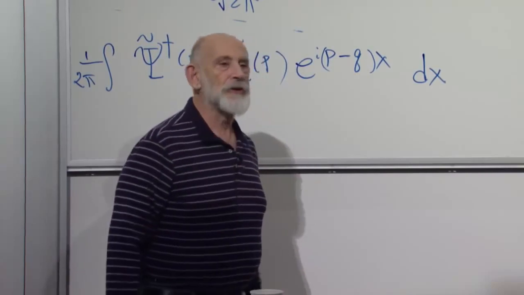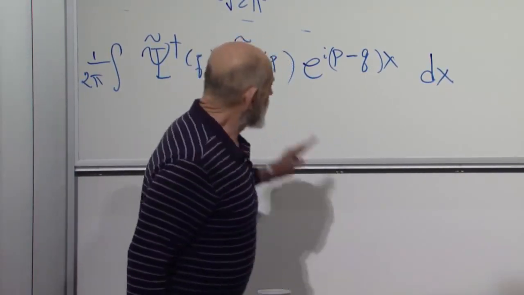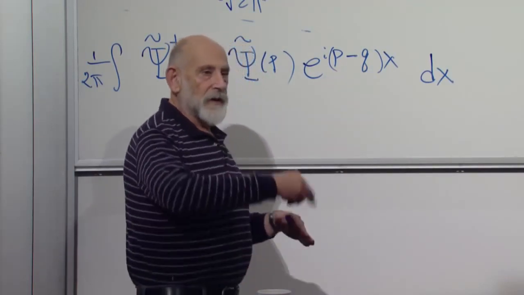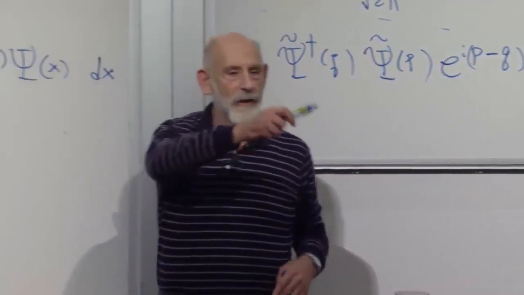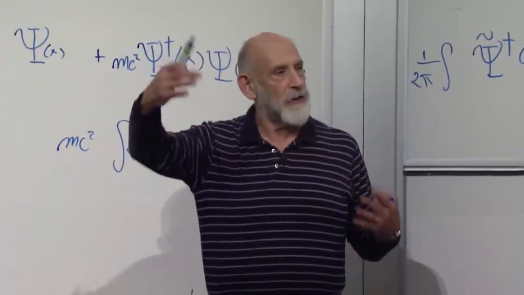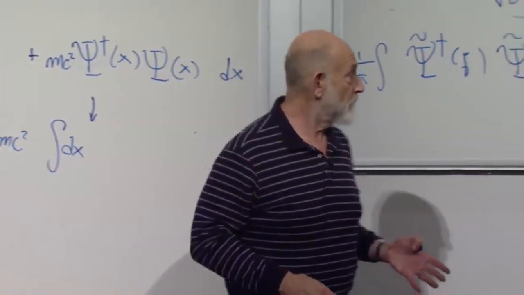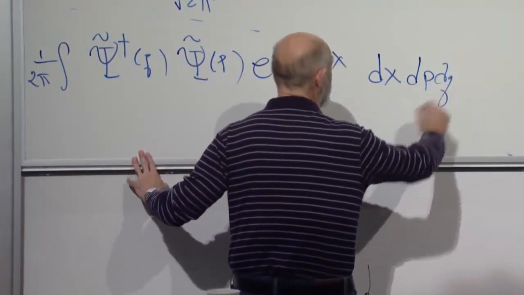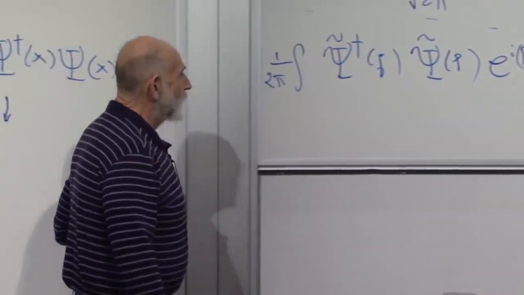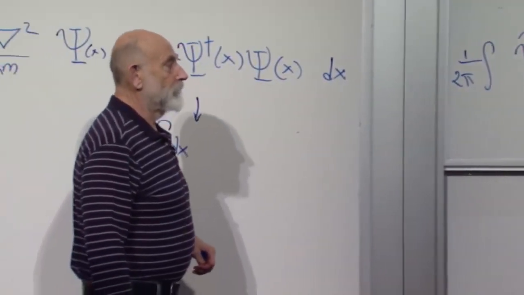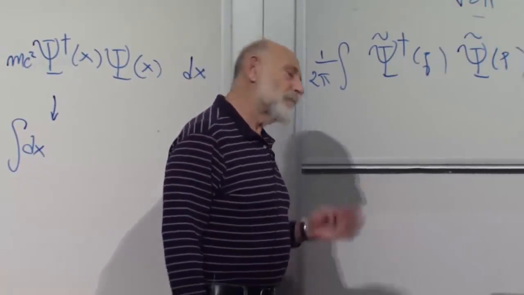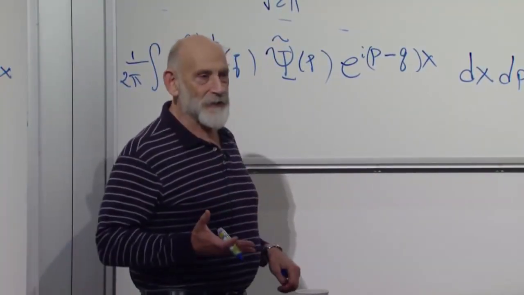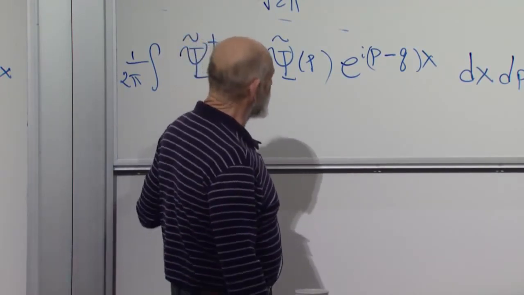Supposing p minus q is not 0, then this is an oscillating thing. If p minus q is not 0, then it oscillates with x. What happens if you integrate something which oscillates as much positive as negative? Yeah, sorry, dp dq. It depends on the nature of the oscillation, but if it's all symmetric, then it cancels out. This is a mnemonic. This is not a rigorous argument.